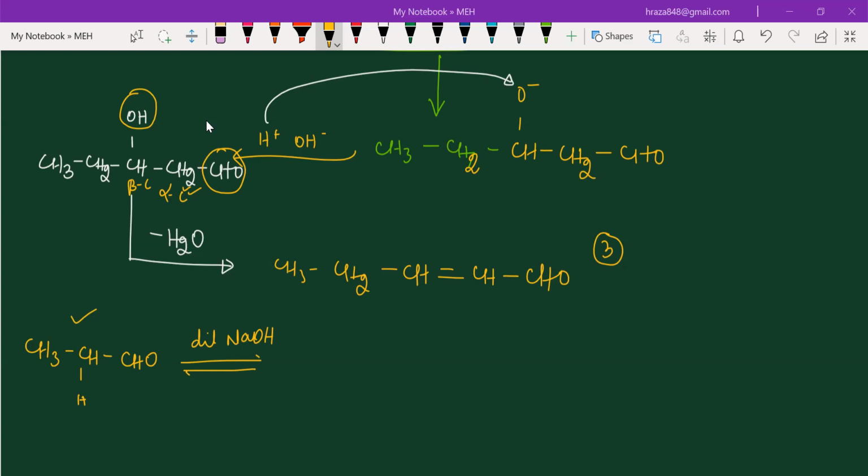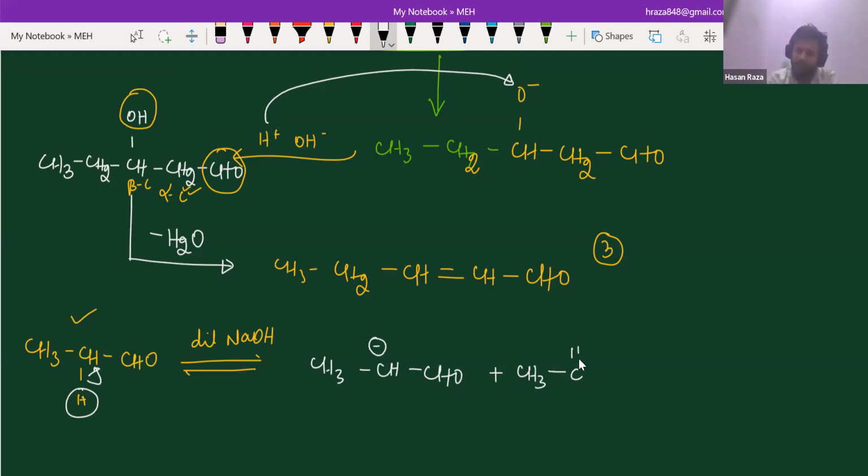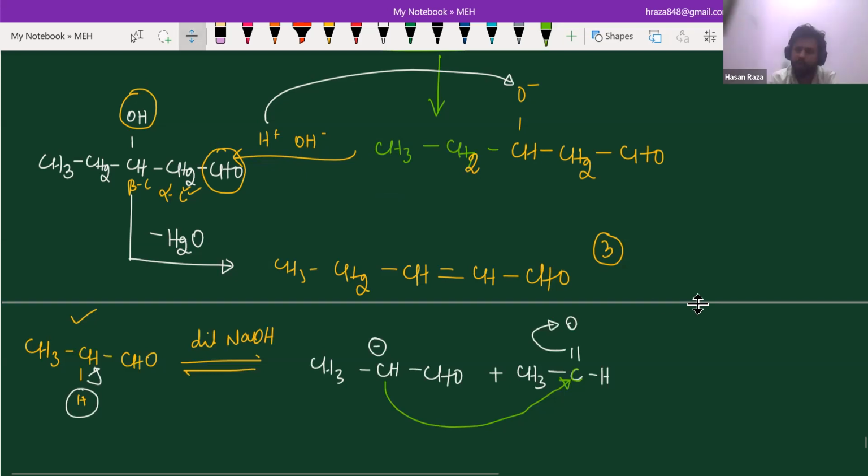Sir, the product will be CH3CH2, double bond CH. Wait a minute. No, wait a minute. Alpha hydrogen is here, so it will be released in the form of H plus. So there will be a negative charge here. Now you are going to take another mole of this ethanol. Oxygen will take electron from carbon, and this will attack on this carbon because there will be deficiency of electron on this carbon.